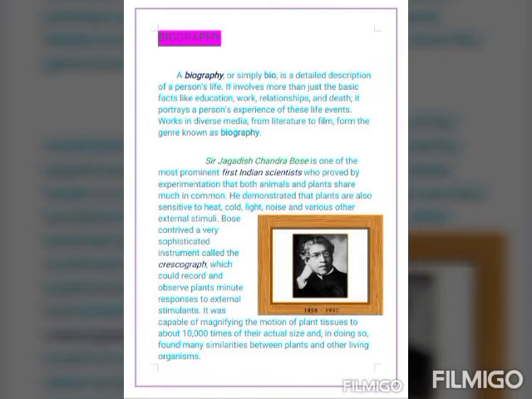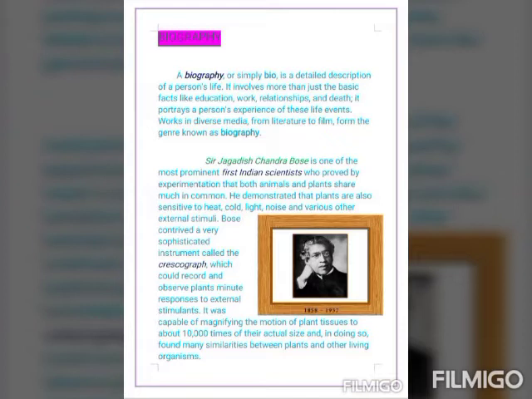Today we learn about the chapter 9, that is J.C. Bose, A Beautiful Mind. And this is a biography, not a story or paragraph. So at first we know what is biography. A biography, or simply bio, is a detailed description of a person's life. It involves more than just the basic facts like education, work, relationship, and death. It portrays a person's experience of these life events, works in diverse media, from literature to film, from the genre known as biography. So boys, I hope you all understood what is biography.